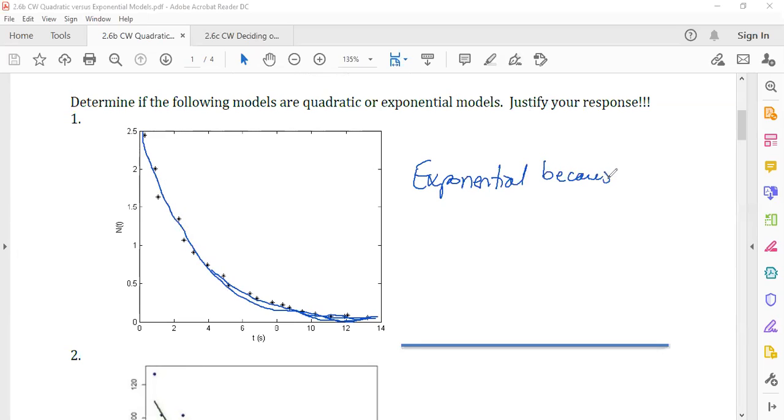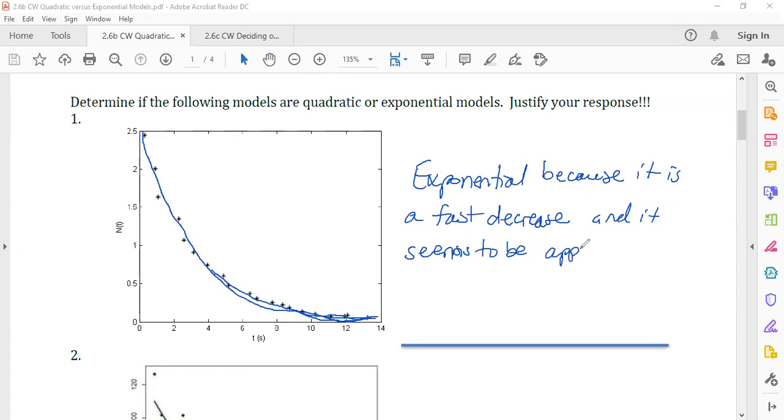because it is a fast decrease right there, and it seems to be approaching, I can't type, or write, I'm sorry, an asymptote. So exponential because it is a fast decrease and it seems to be approaching an asymptote.